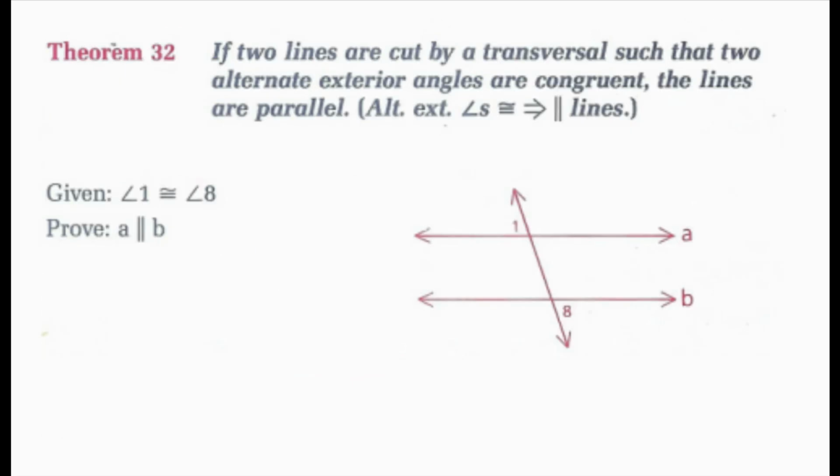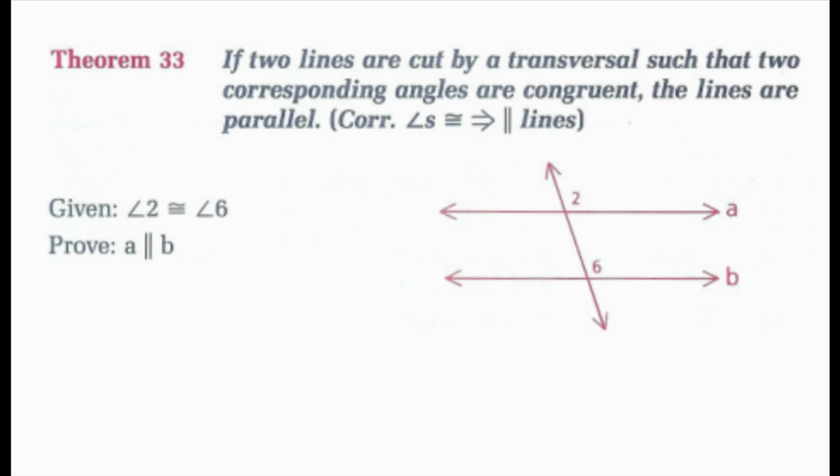Theorem 32 is if two lines are cut by a transversal such that two alternate exterior angles are congruent, then the lines are parallel. So if I show angle 1 and angle 8 congruent, then A would be parallel to B. Again, in proofs, we could use alternate exterior angles congruent, then parallel lines.